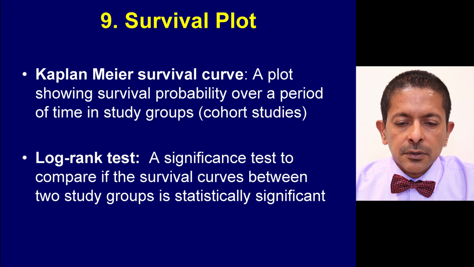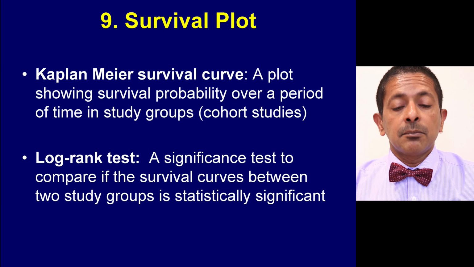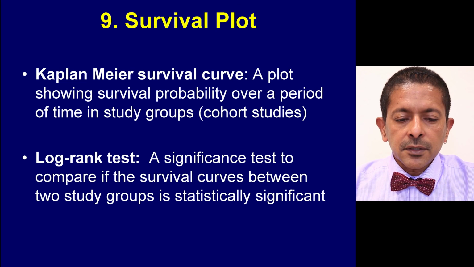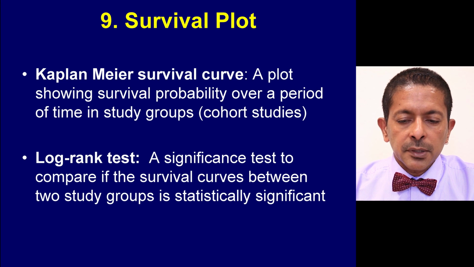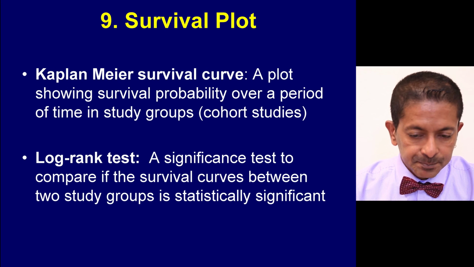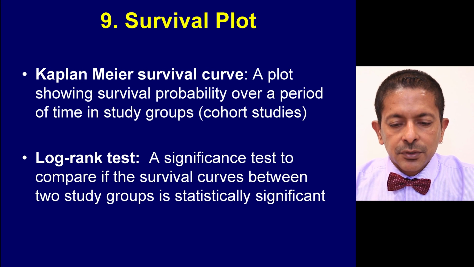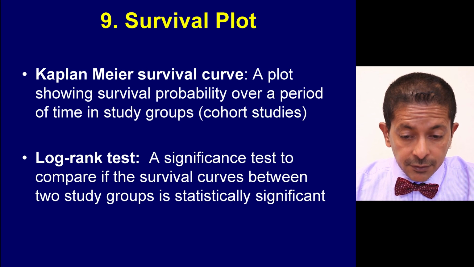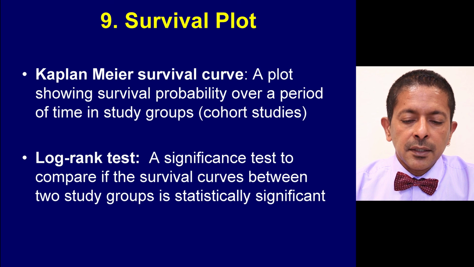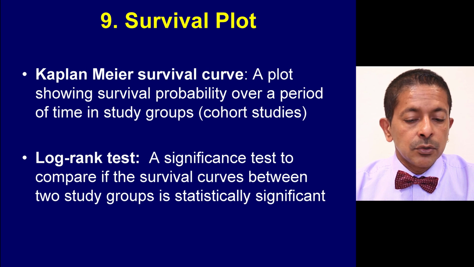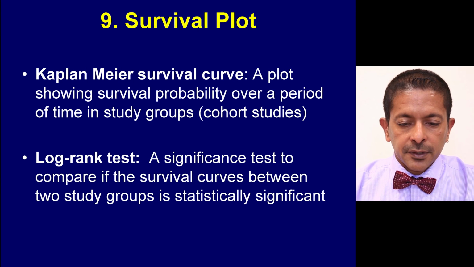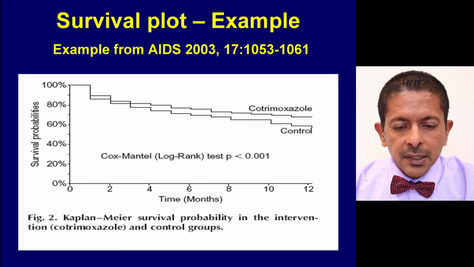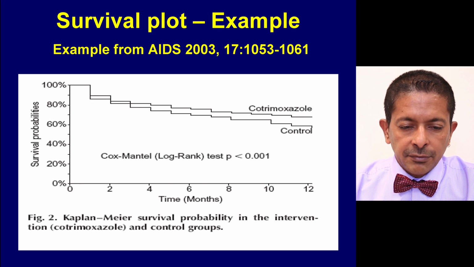Finally, a little bit about survival plots. You've probably heard about the Kaplan-Meier survival curve. This is a plot showing survival probability over a period of time in study groups, and you use this in cohort studies. The log rank test is another significance test to compare if the survival curves between the two study groups is statistically significant.